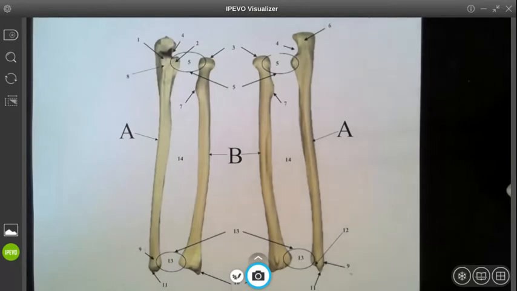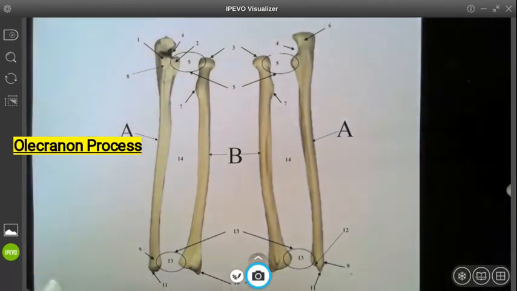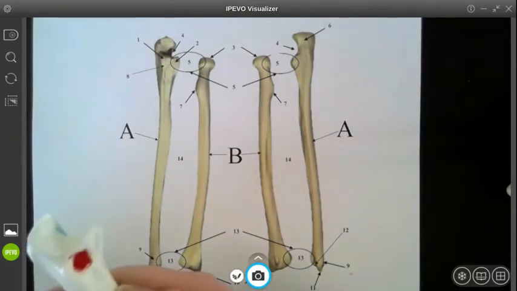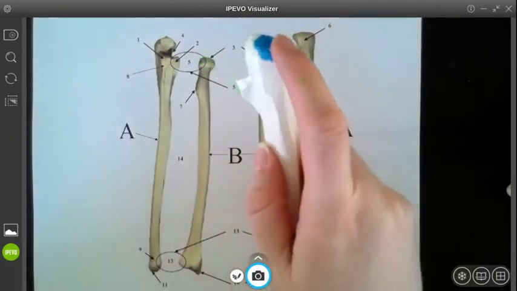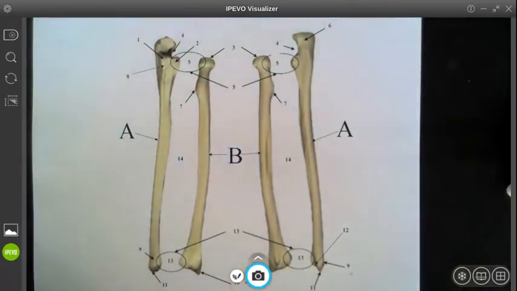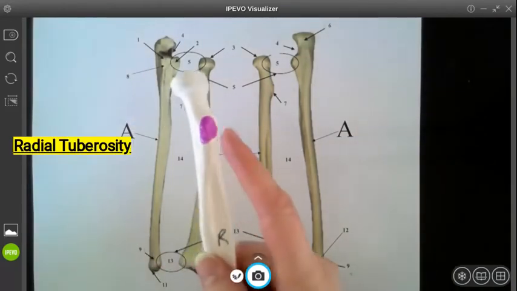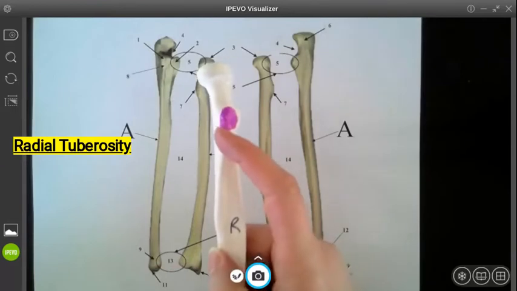Number 6 is the olecranon process. That is where it's basically your elbow. So if you feel your elbow or you see it, that's what you're seeing right there. That's the structure right here, the olecranon process. Number 7 is actually pointing at a tuberosity, and it's named after the bone this time. So it's the radius, so we call that the radial tuberosity.